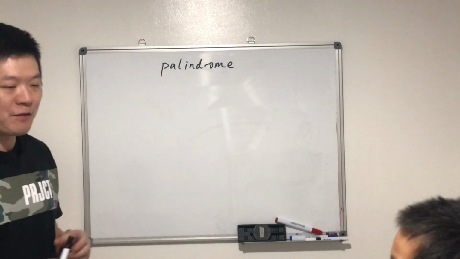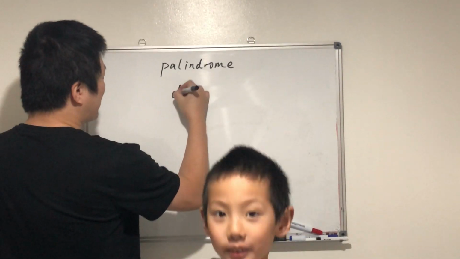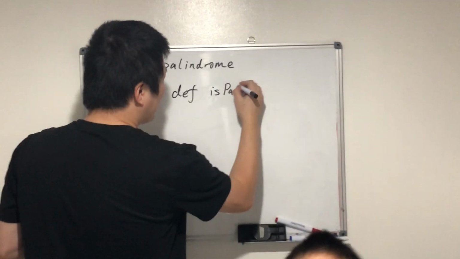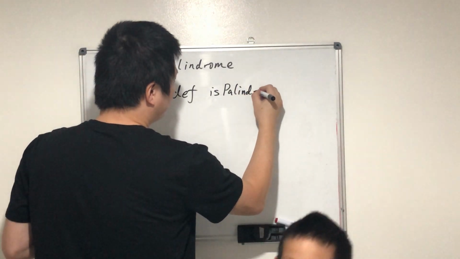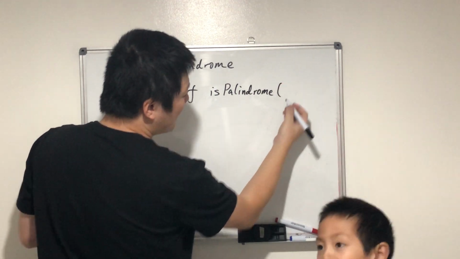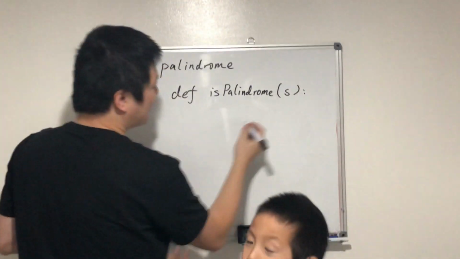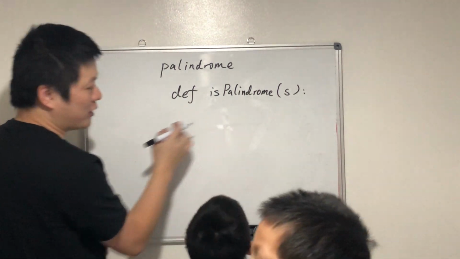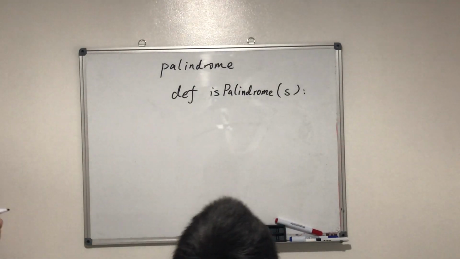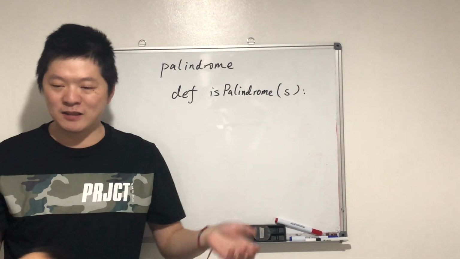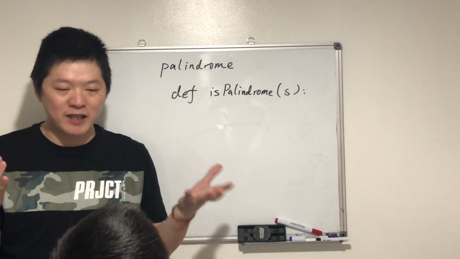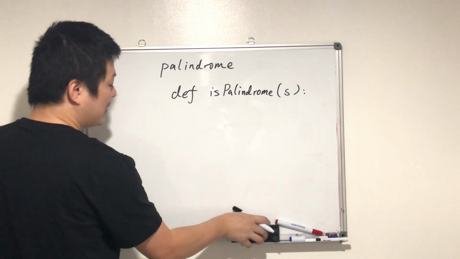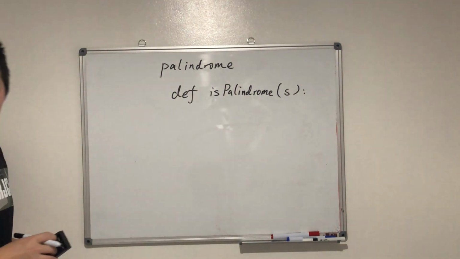So how do we check if a given string is a palindrome? Let's say today we want to define is_palindrome. Let's take a string, for example, s. We need to check if the given string is a palindrome. So how do you check it? Do you have any other ideas? How do we check if a string is a palindrome?